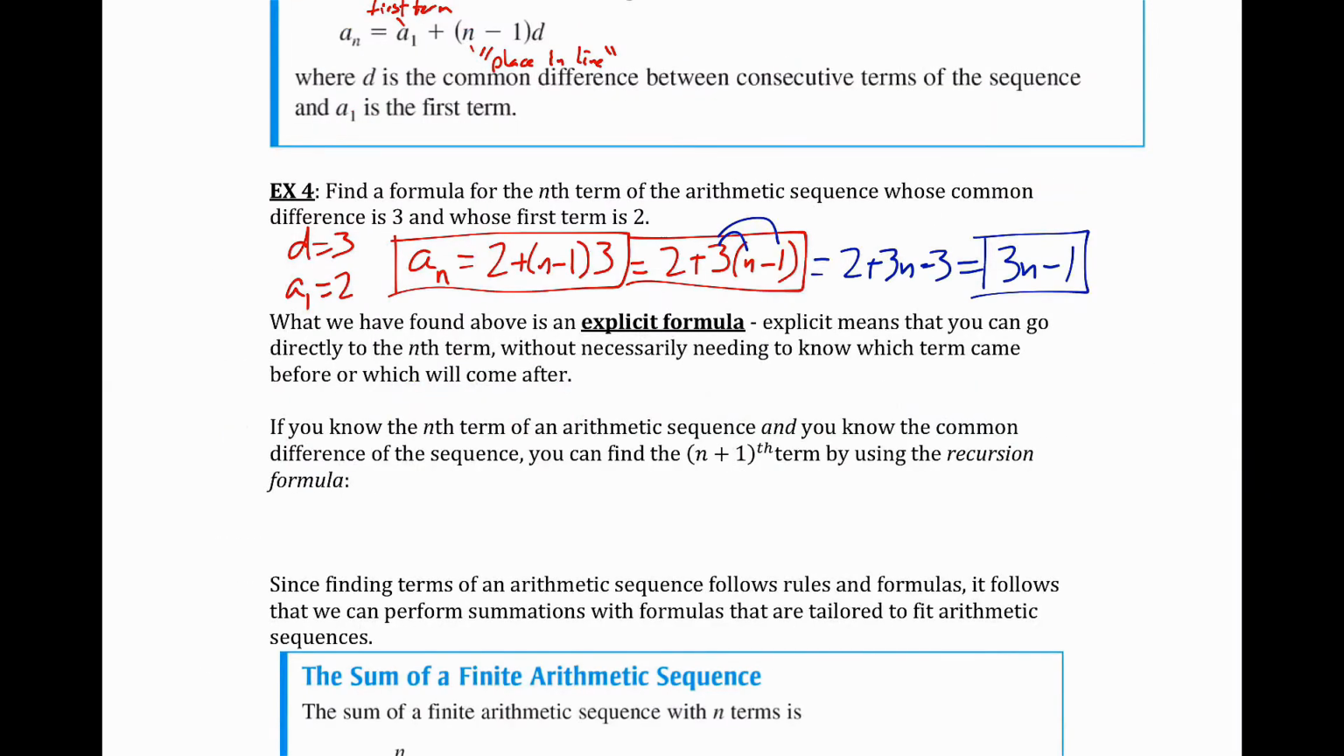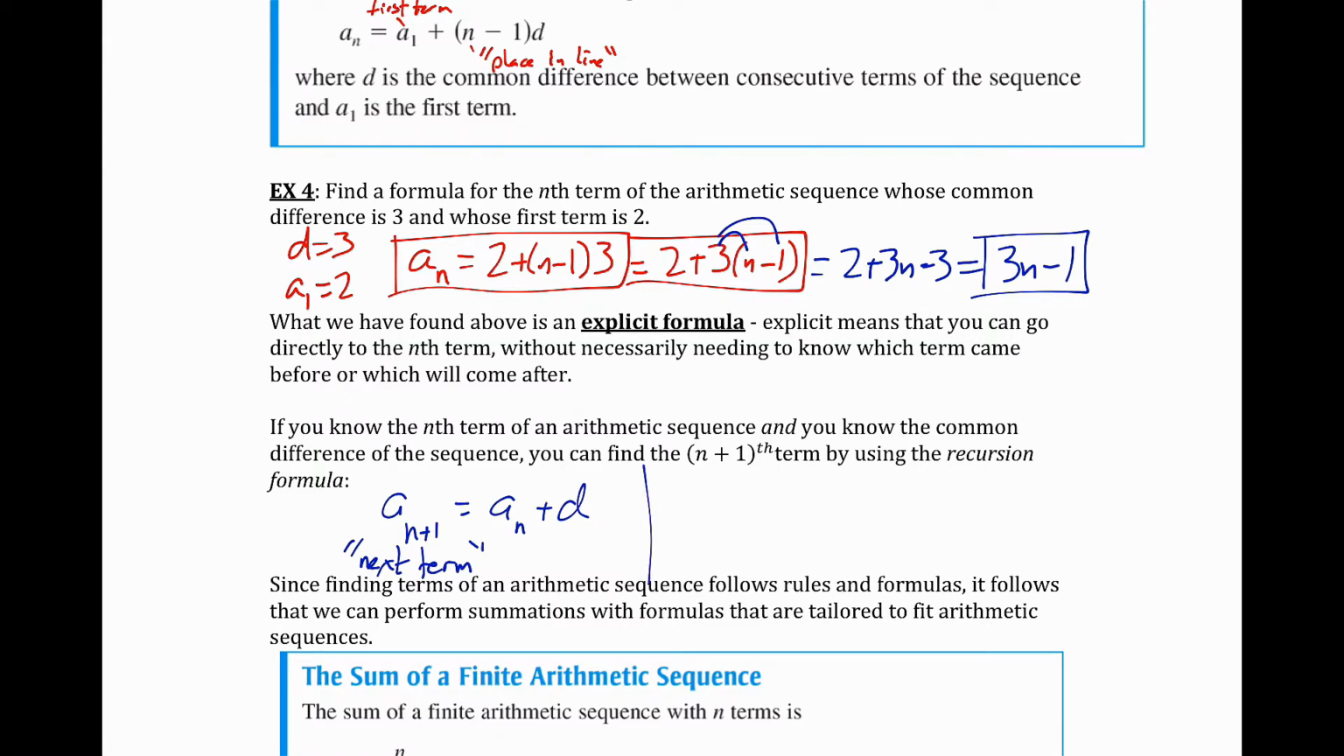Now, similarly, if you know the nth term of an arithmetic sequence and you know the common difference of the sequence, you can find the n plus first term using this thing called a recursive formula. So we're going to say a sub n plus 1. In this case, this would be like our next term. So to find our next term, what we can do is take the term that we currently have and add our common difference to it.